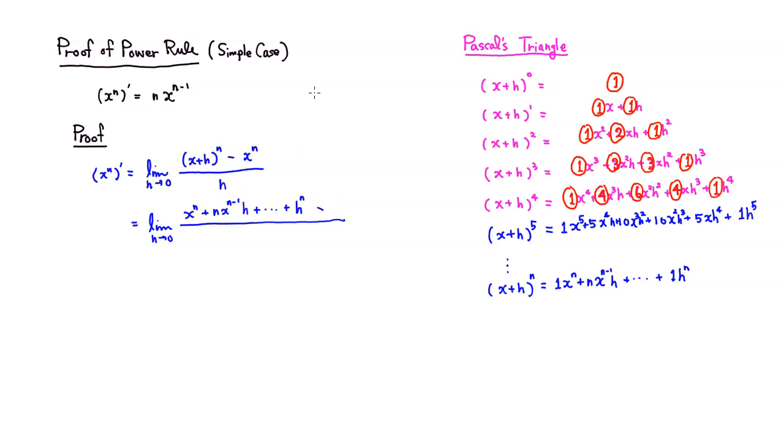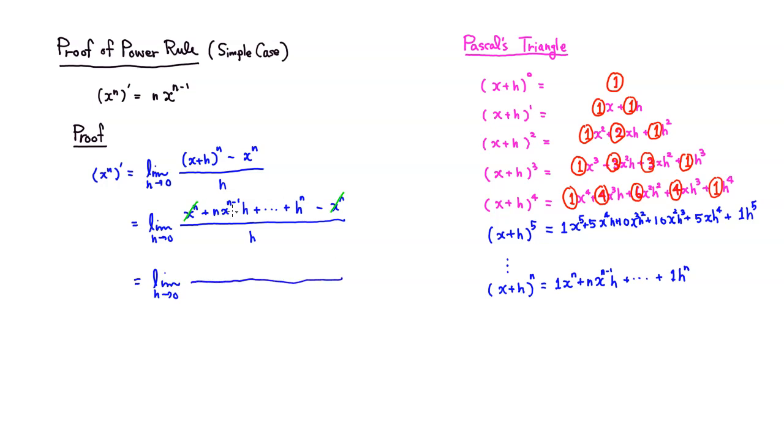All right, so that's the expansion of x plus h to the n. And then you're subtracting x to the n, and then you have all over h. Then what we're gonna do is try to cancel out as much as possible, so x to the n and x to the n cancel out. The great thing about this is all the remaining terms on top have h in it, so I'm gonna pull h out. So you have a limit as h approaches 0.